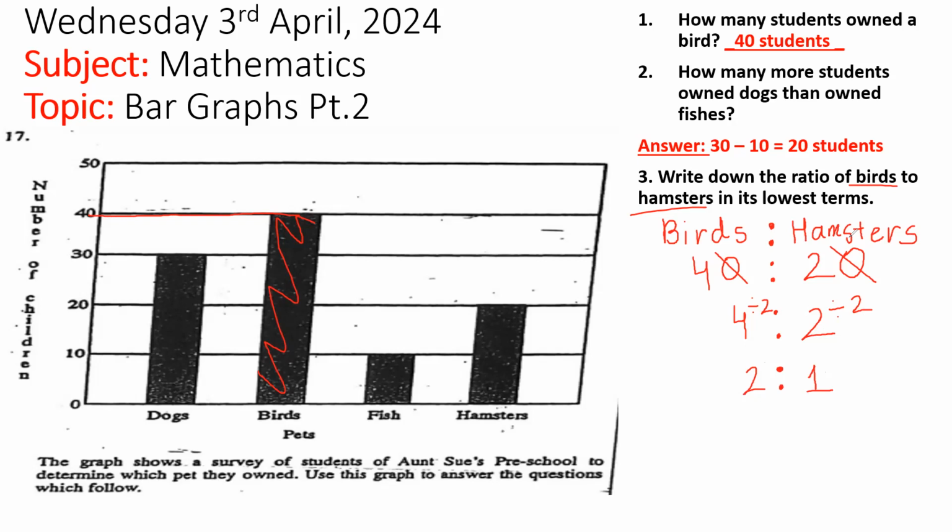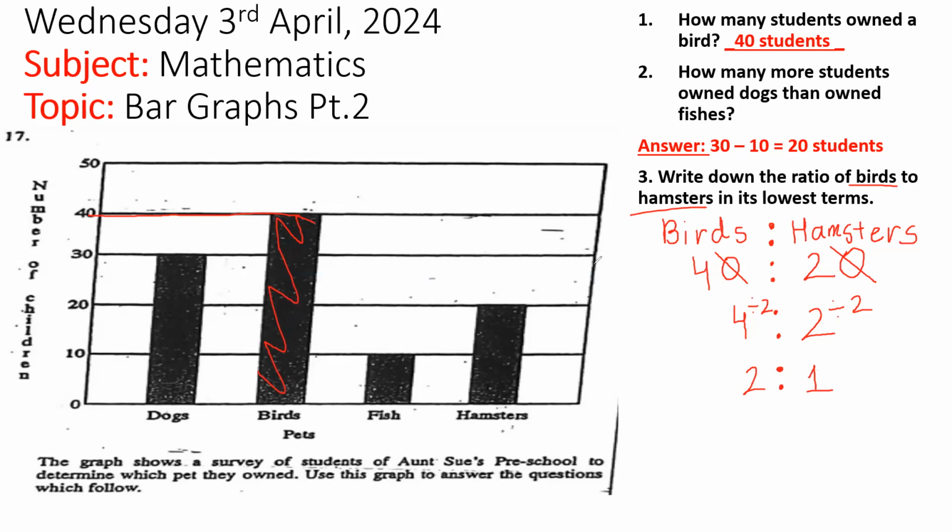Explain how we got 2 to 1. So basically, you would have to find how many birds there are, and it would be 40. And then you also have to find how many hamsters there are, which would be 20. So you write 40 colon 20, and then you divide each of them by 2, which gives you 4 divided by 2 colon 2 divided by 2. And once you divide them, you should get 2 colon 1. 2 to 1. That's how we read it. All right.